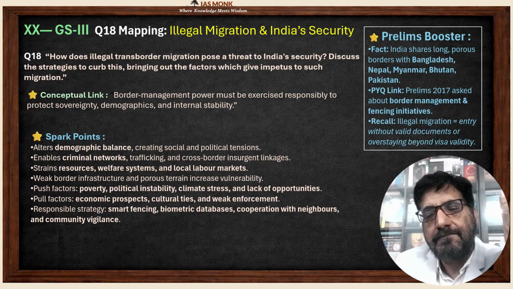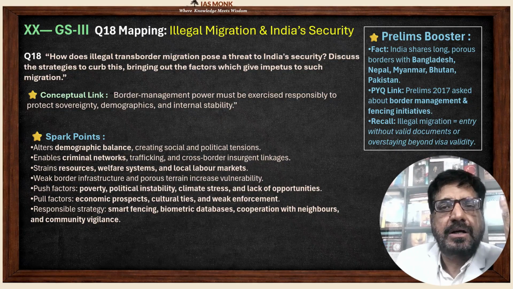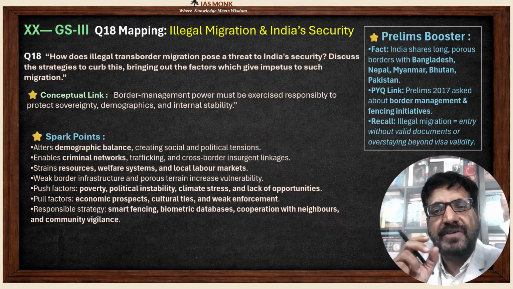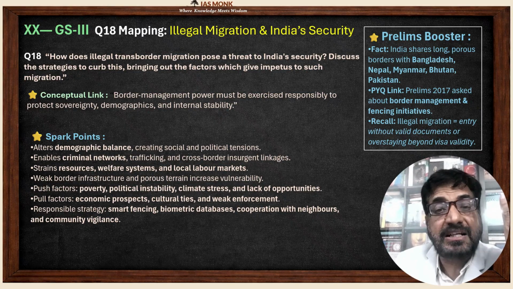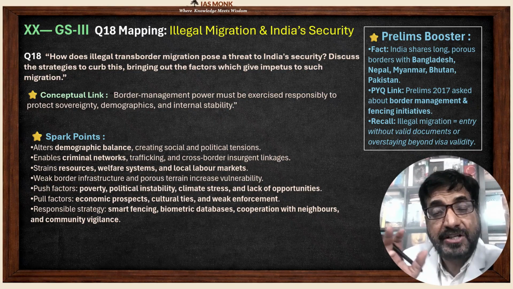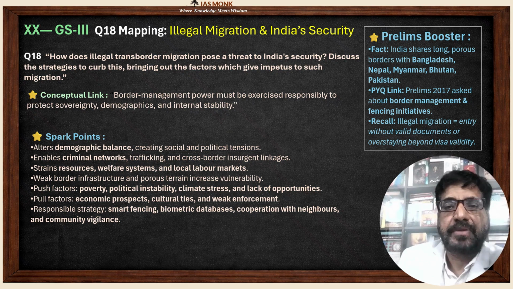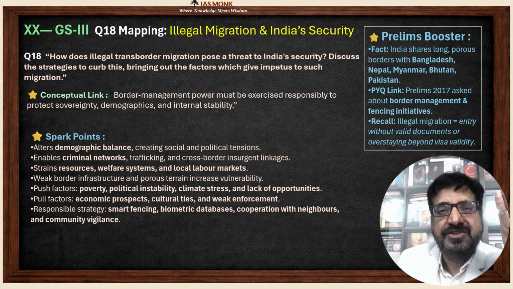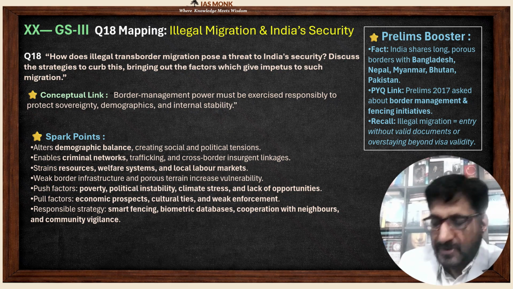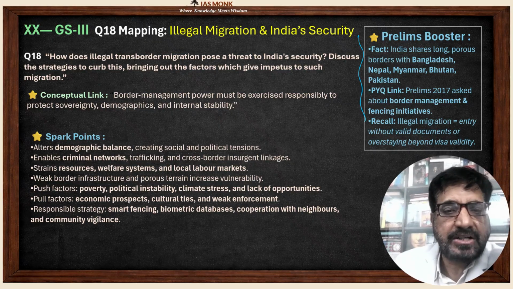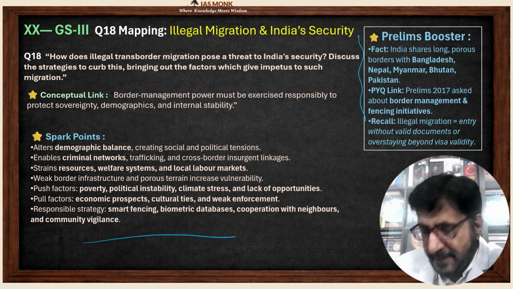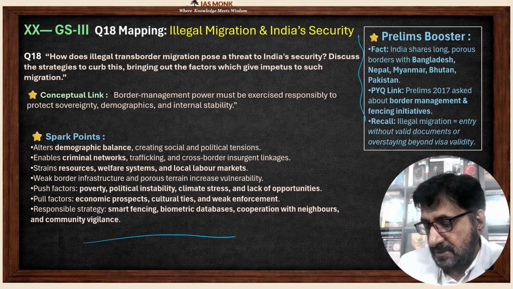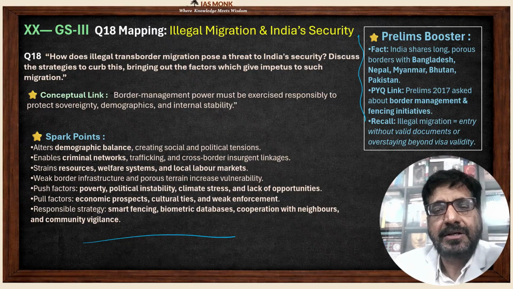So this question directly relates to our essay topic. So greater sovereign and administrative power demands greater responsibility to manage borders humanely, securely, and strategically. So again, go through these prelims boosters and these points. These are very good study material for your prelims also.